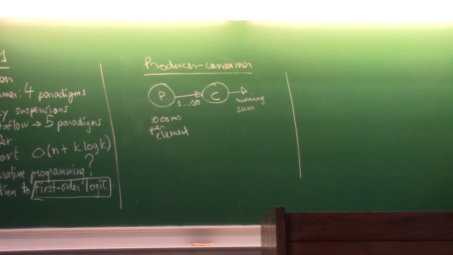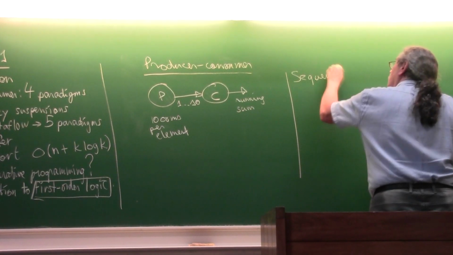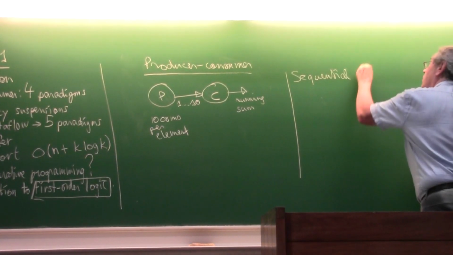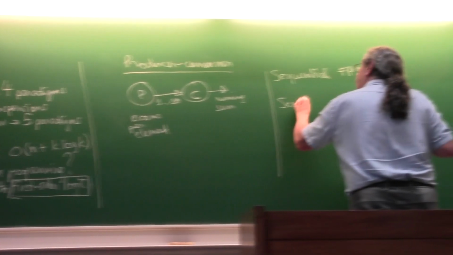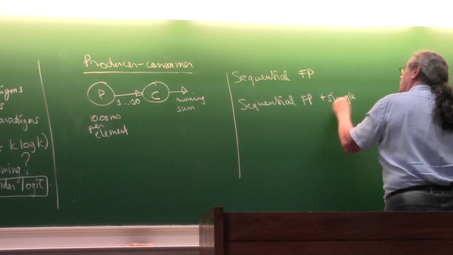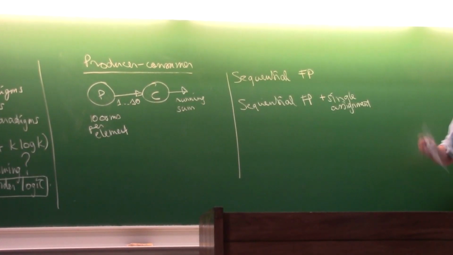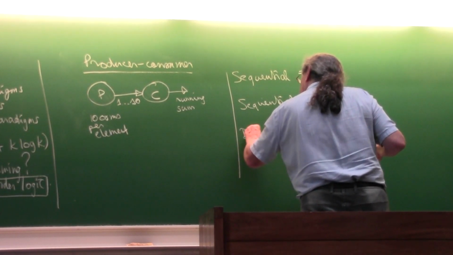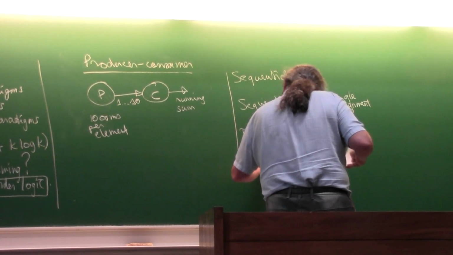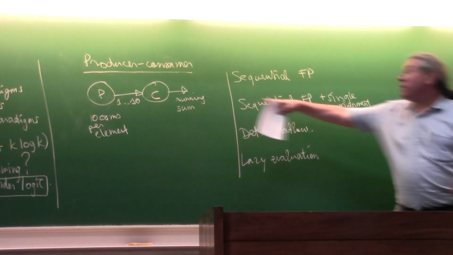So let me now show you how this runs in four paradigms. Let me now give a more formal explanation of what happens. So we had sequential functional programming, plus single assignment, which is a small change, but it's very important. We had deterministic data flow. And then we had lazy evaluation. So these are four ways that you can run that code.